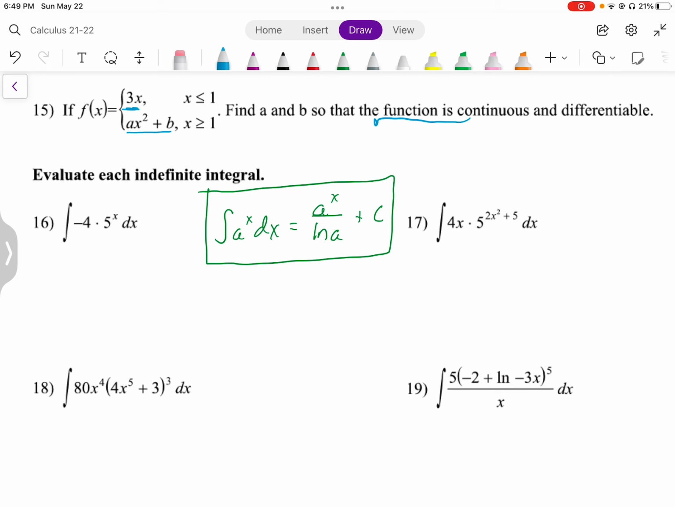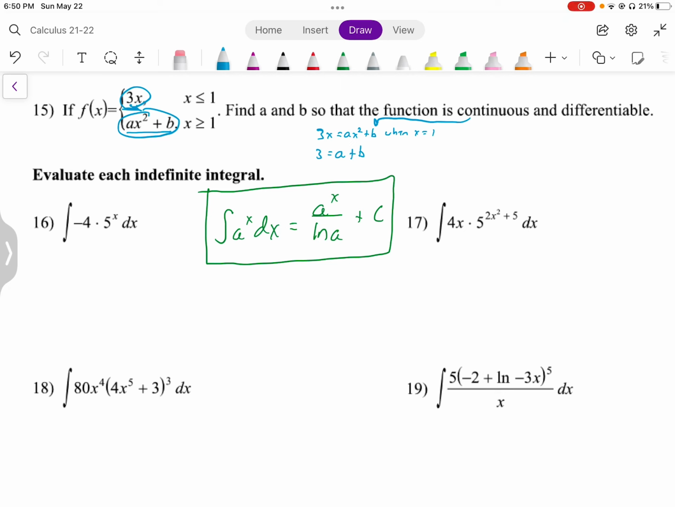So in order for them to be continuous, we need those two parts of our function to be equal to each other. So 3x needs to equal ax squared plus b when x equals 1 at that point of interest. And so what we do is we put 1 into the function, which 3 times 1 is 3. We put 1 in for x, and then we get a times 1 squared, which is just a, plus b. And so in order for that line, 3x, to meet the parabola, a plus b has to equal 3. There's all kinds of combinations for that.